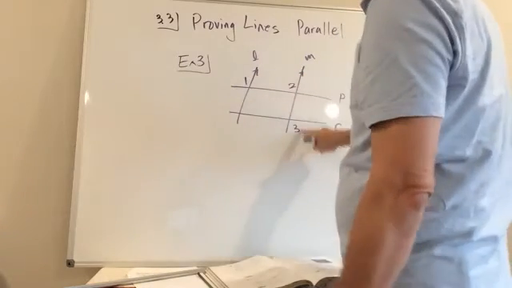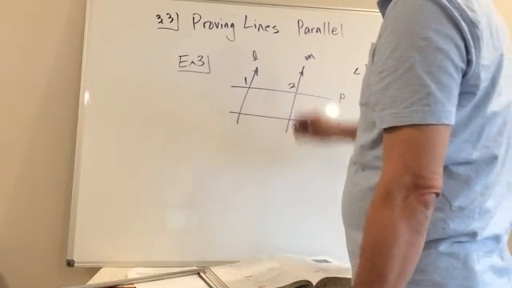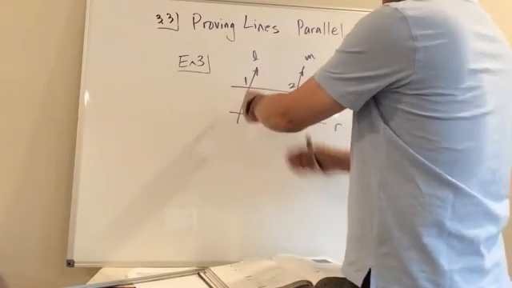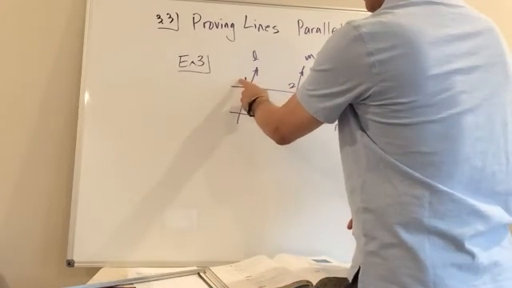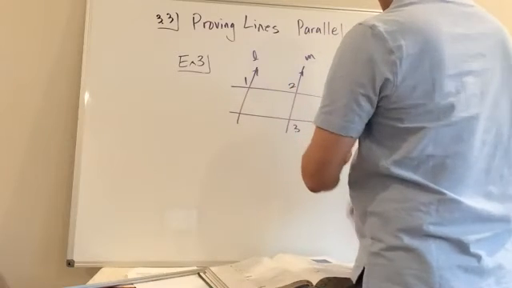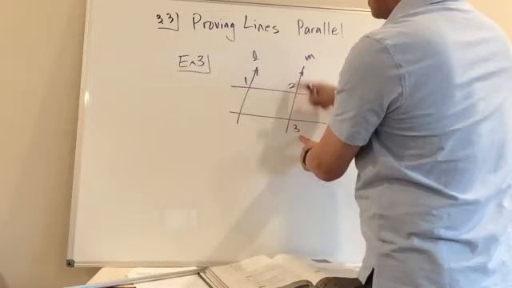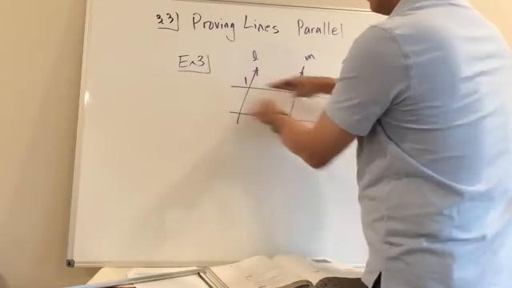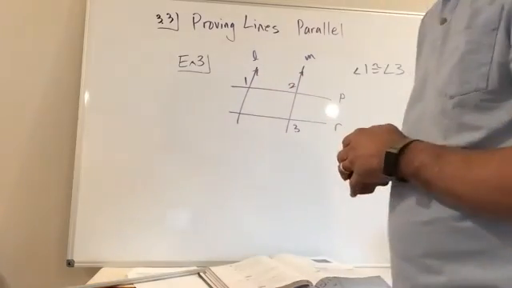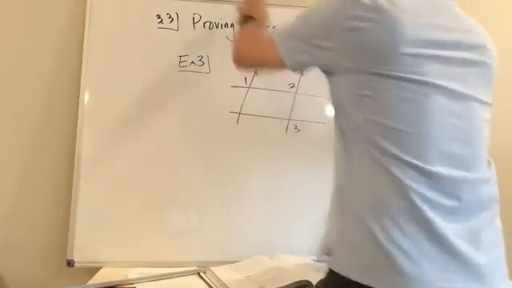So if I can prove that this and this are the same, I'm home free, right? But since I know that L and M are parallel, I know that 1 and 2 are going to be congruent. And I'm given that 1 and 3 are congruent, that means that 3 and 2 must be congruent, which means that since 2 and 3 are congruent, these two lines have to be parallel. Everybody follow that? Okay. Let's go to example number 4.